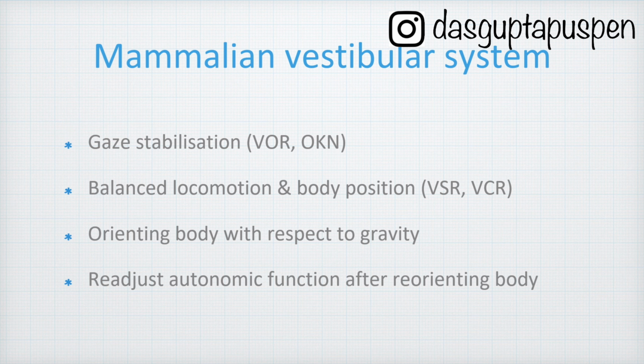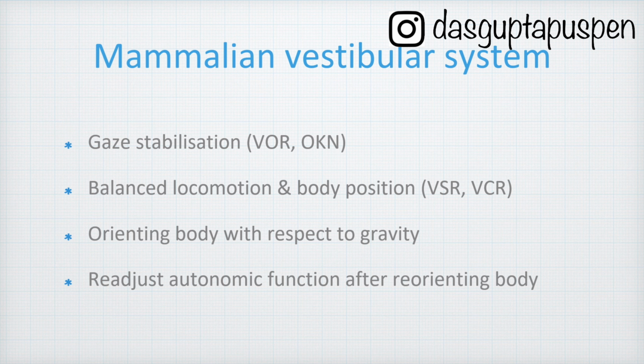And this gaze stabilization is achieved through two important mechanisms. One is the vestibulo-ocular reflex, which is essentially a high frequency phenomenon, which is later on replaced by a low frequency phenomenon known as optokinetic nystagmus. We will discuss them in greater detail in later slides in this video. So that's the first function, gaze stabilization.